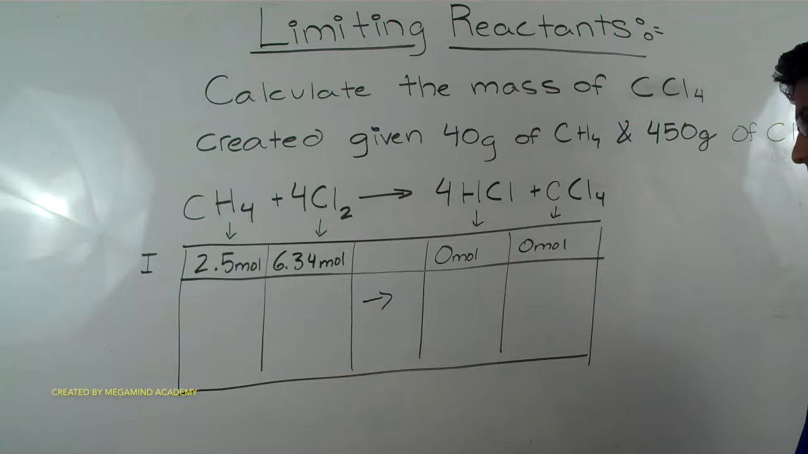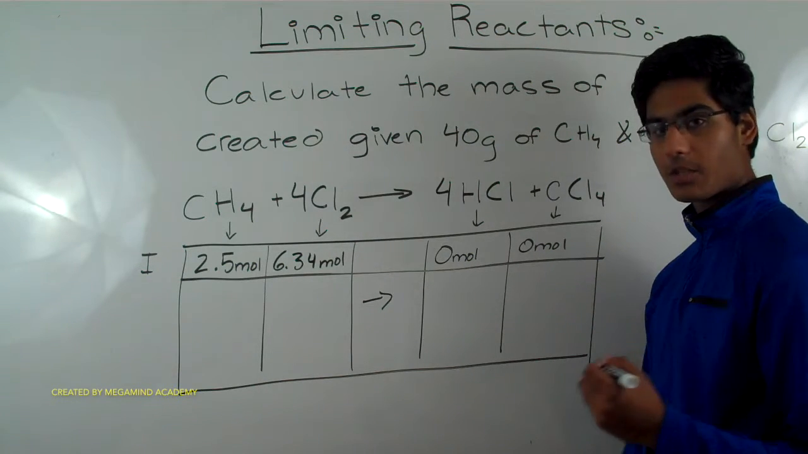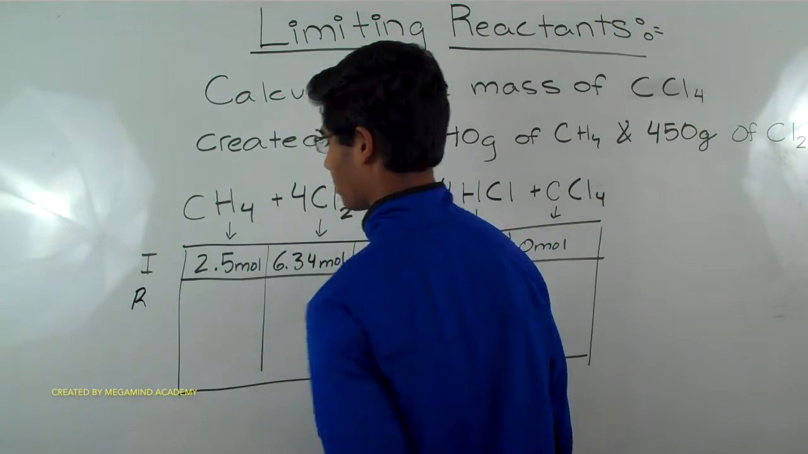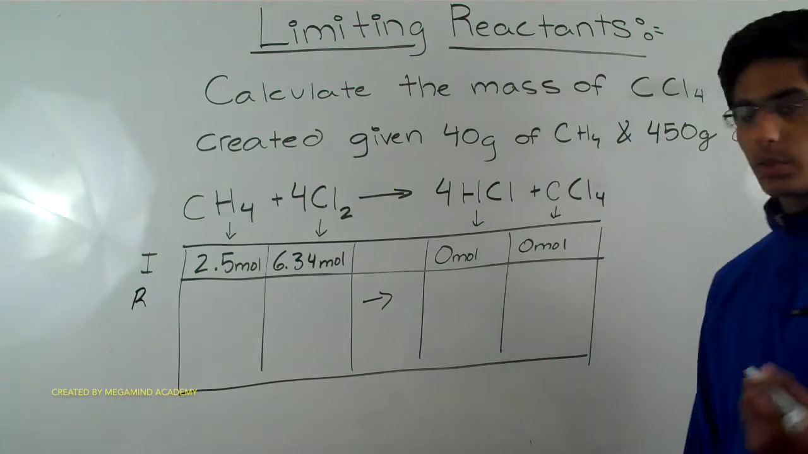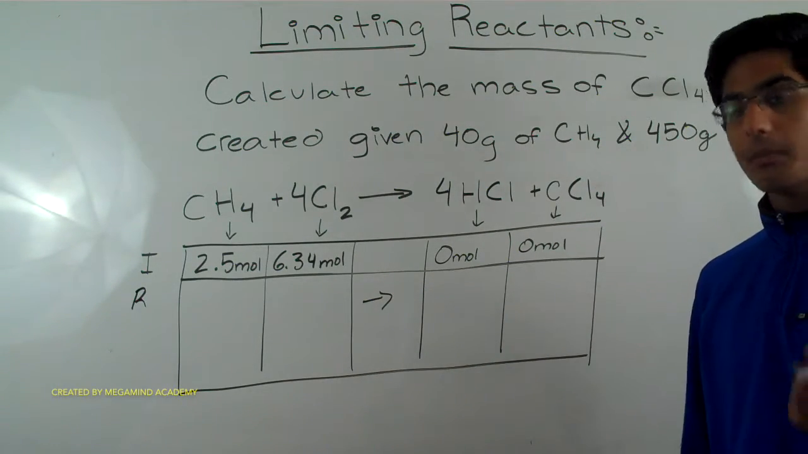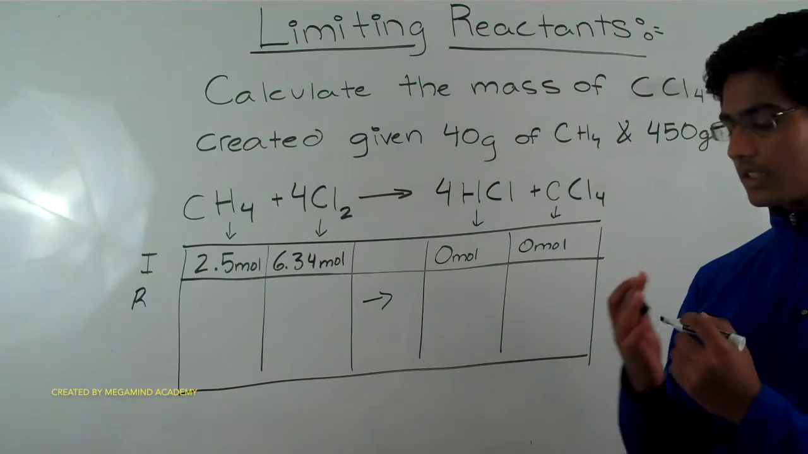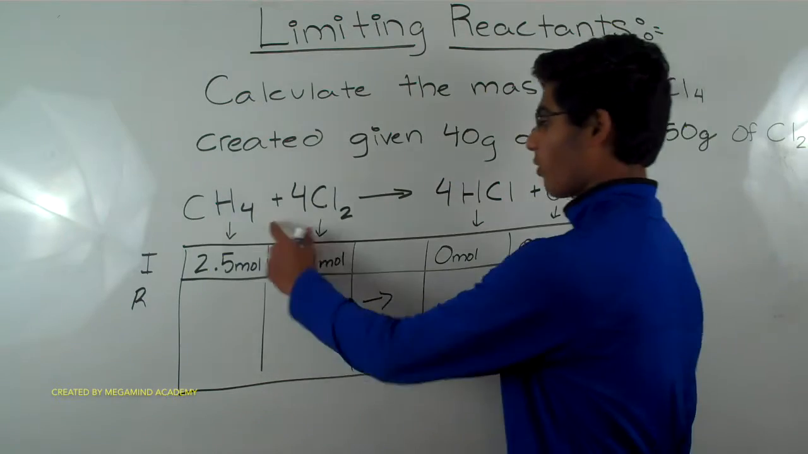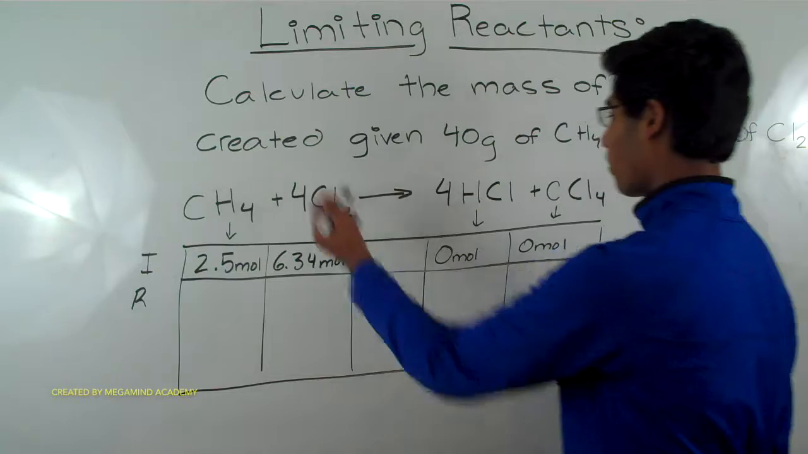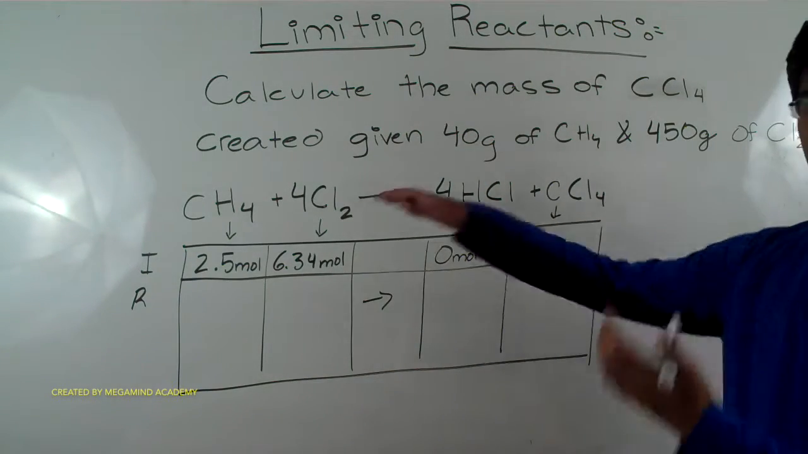The next thing that I do is, instead of creating the change in between, I do something sort of like a ratio. This is the mole ratio between each of the elements, but it's a little different than that. As you can see, the mole ratio between CH4 and 4Cl2 is 1 to 4. So we have basically a 1 to 4 to 4 to 1 ratio, which we can easily figure out from this.